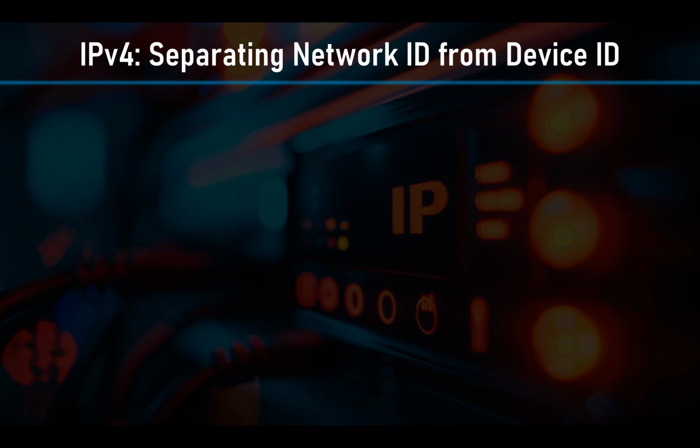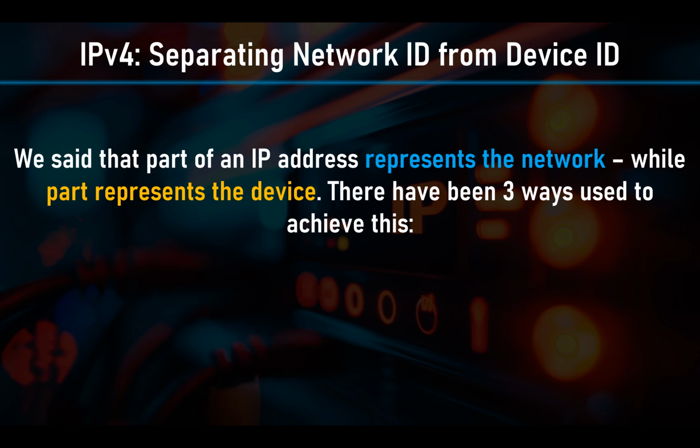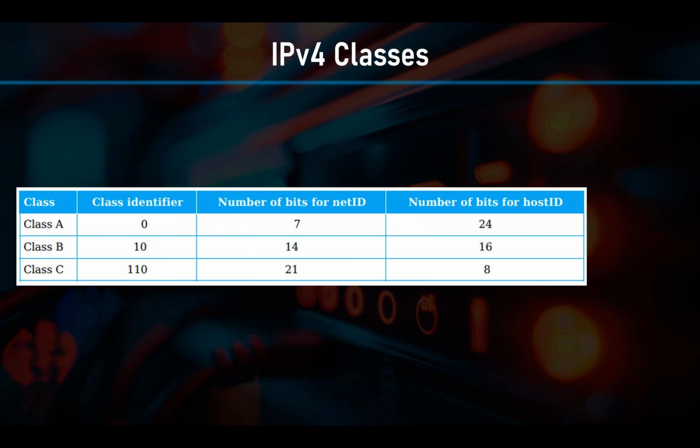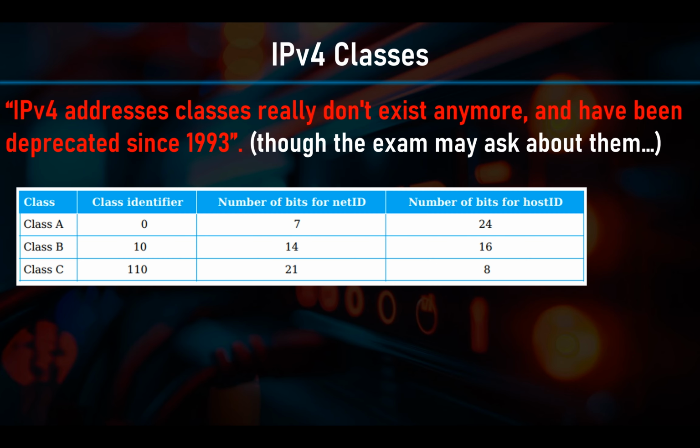Then, how do we separate the network ID from the device ID? Traditionally, there have been 3 ways to achieve this. One is IP classes, which are not really used anymore. Then CIDR, classless inter-domain routing. Finally, subnetting, which is the one we use today. Looking at the first, IPv4 classes, they have been deprecated since 1993, not used since then.